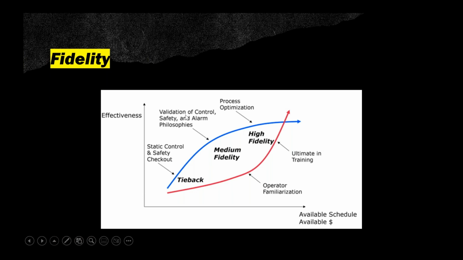For medium fidelity, you have validation of control, validation of safety, and also alarm philosophies. In some plants, they have their own SOP, standard operating procedure, for alarms. And then you can use medium fidelity for operator familiarization because it almost looks real. But low fidelity, you can use for static control and safety checkout. Safety checks. Okay, static control is when you rely on your readings and also the predetermined output from your supervisors or the machines that you're going to replicate.